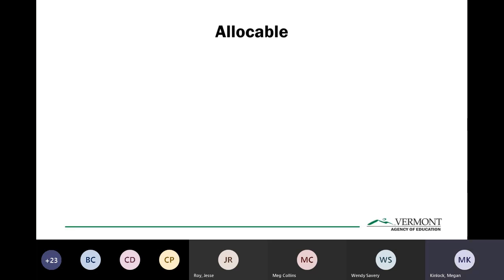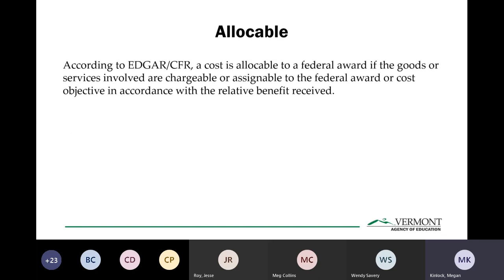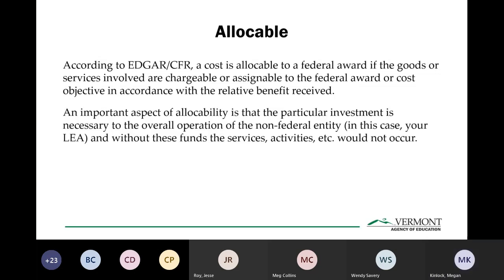So, allocable. Christina had to help me out with this one since it's a little difficult to articulate, but EDGAR and CFR determine that a cost is allocable to a federal award if the goods or services involved are chargeable or assignable to the federal award or cost objective in accordance with the relative benefit received. So think about whether the particular investment is necessary to the overall operation of the non-federal entity, which in this case would be your LEA, and that without these funds, the services, activities, et cetera, would not occur.